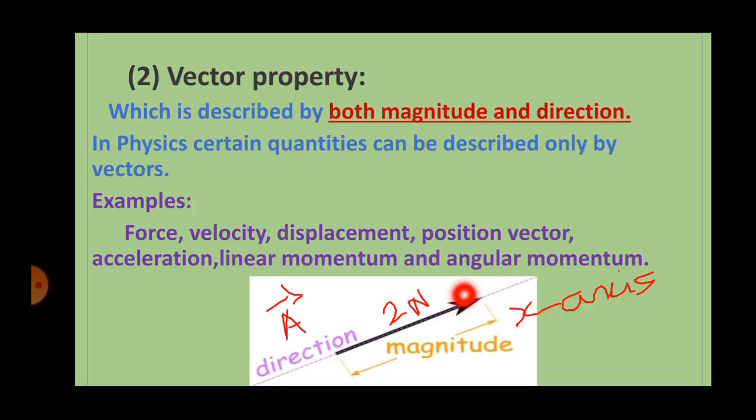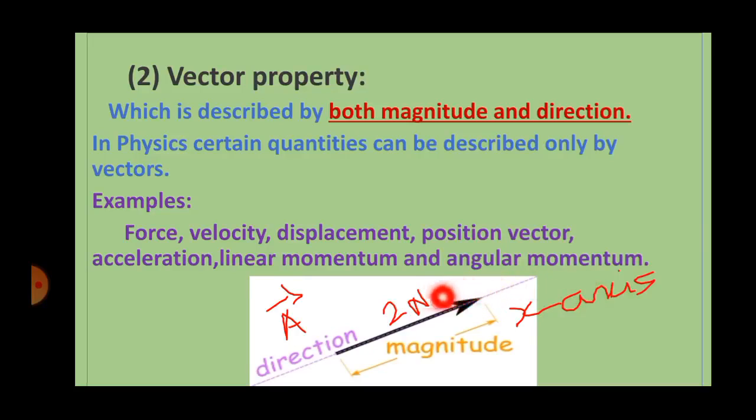So students, this is the tail of the vector. This is the head of the vector. So magnitude and direction both are included. In the above case, the diagram shows that the magnitude is 2 Newton and the direction is along the x-axis.